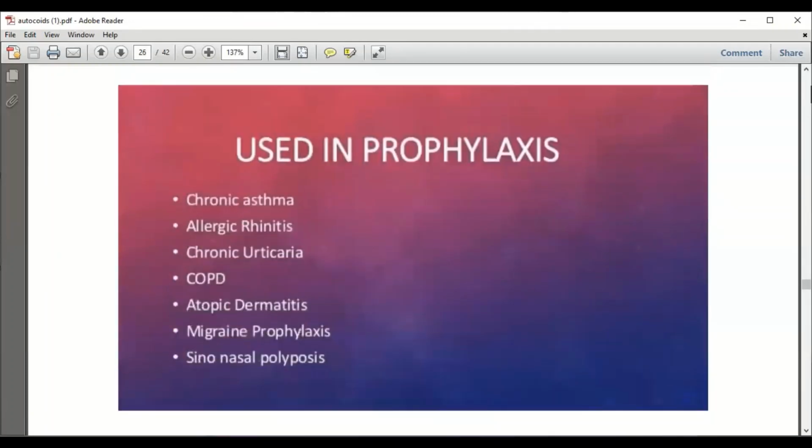Now, what are the uses of leukotriene modifiers? They are used in chronic asthma, in allergic rhinitis and chronic urticaria, and also in chronic obstructive pulmonary disease. They are also used in atopic dermatitis, migraine prophylaxis, and nasal polyps.